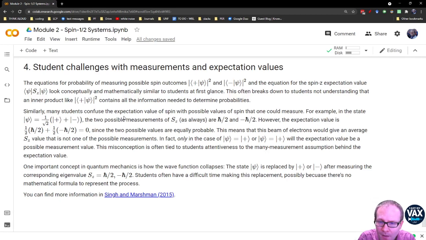Lastly is this concept of wave function collapse. This is where the state gets replaced by spin up or spin down after you measure SZ. Students have a difficult time making this replacement. I suspect this is actually because there's no mathematical formula to represent this process, but as I understand, there's folks actually working on this in the area of decoherence. So maybe someday in another decade or so, this will become more straightforward for our students because we can give them some mathematical foundation for it.